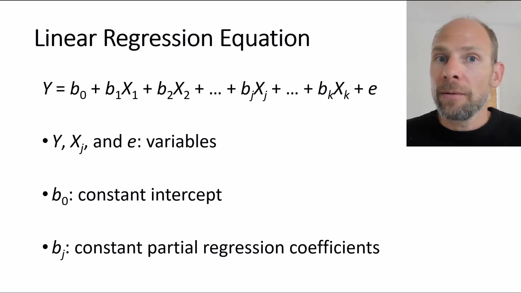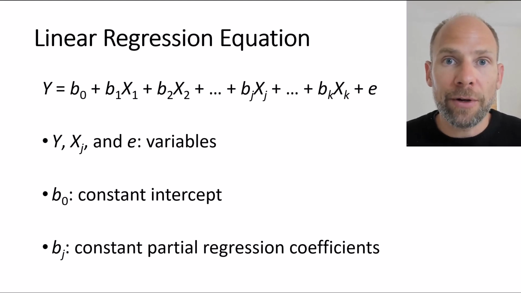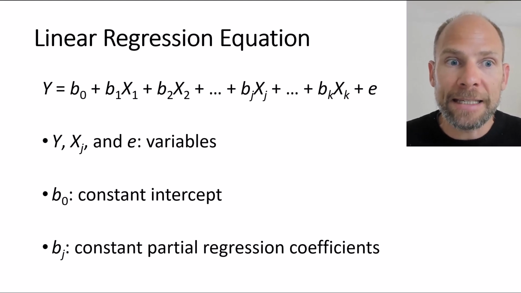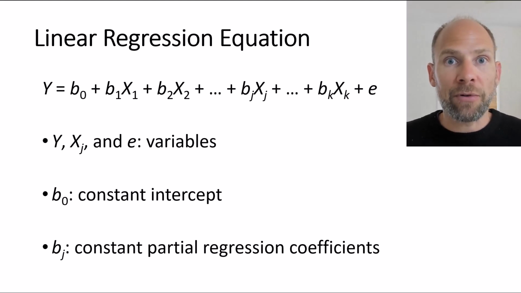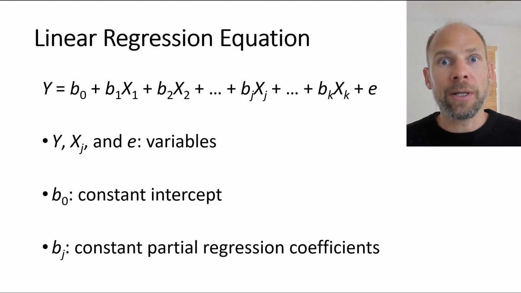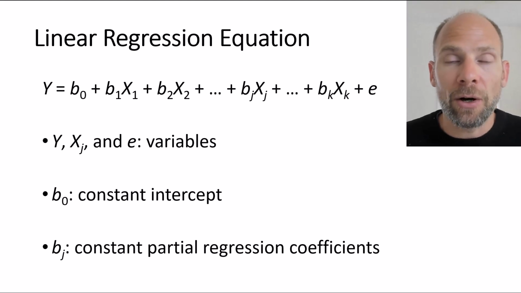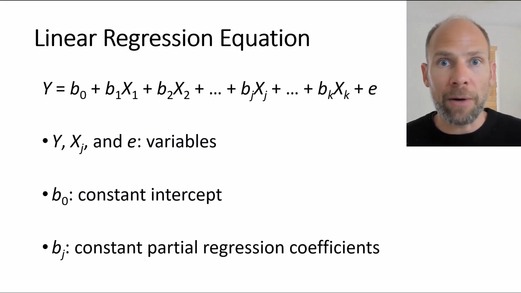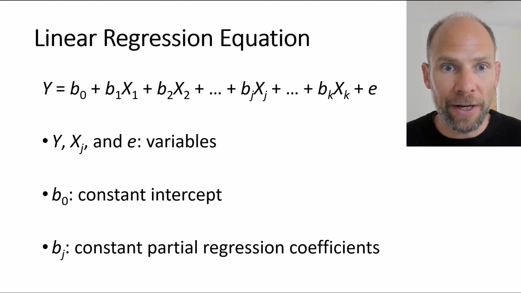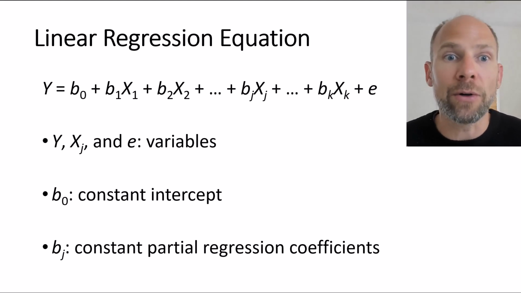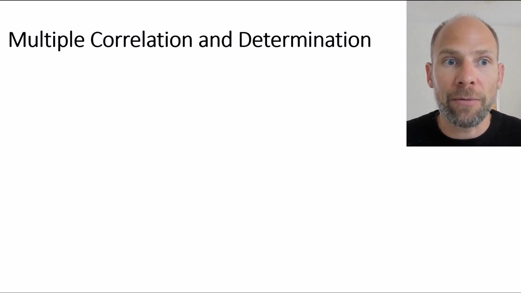So in summary, one of the goals of regression analysis is to estimate the regression coefficients B0 as well as Bj, so that we can come up with an equation that provides for the best possible linear prediction of our outcome variable from our set of predictor variables. But that's not the only goal of linear regression equation.